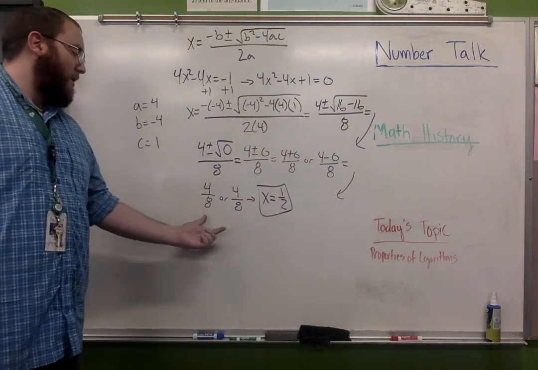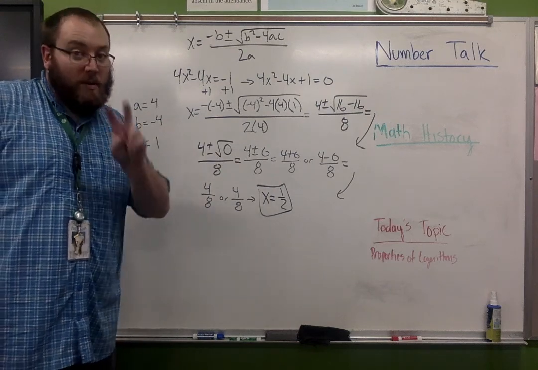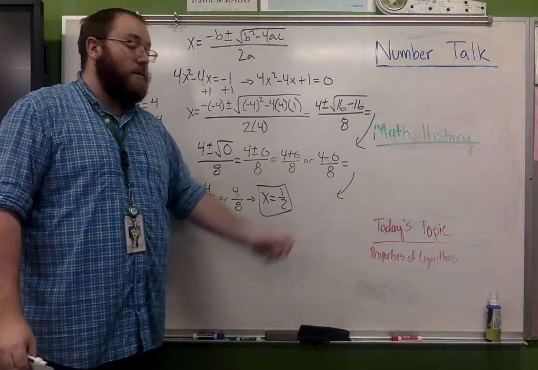It's two answers because we get plus or minus 0. They just happen to simplify down to the same number. But there were two answers. Right? Plus or minus 0 here.